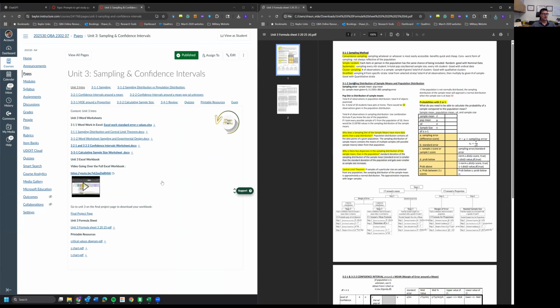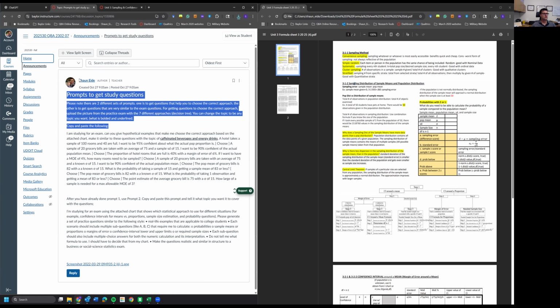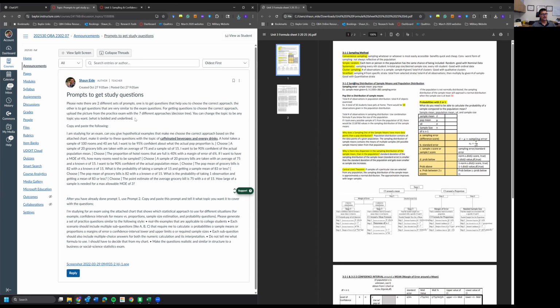Now, what I would highly suggest is, let's just go ahead and get into chat first, and then we'll go through exactly how to use the Unit 3 formula sheet. So prompts to get study questions. We're going to do two things with getting the study questions. We're going to put these prompts in here first.